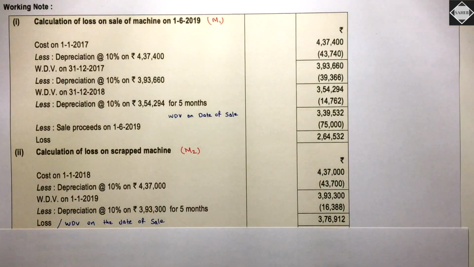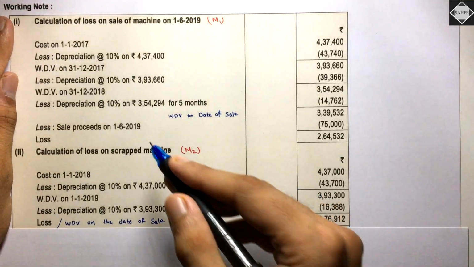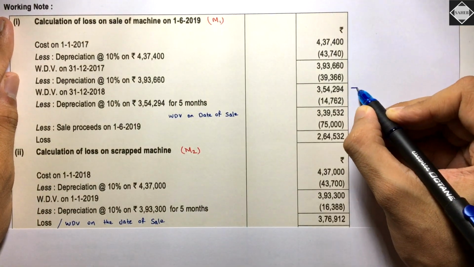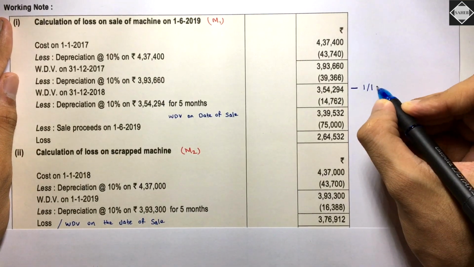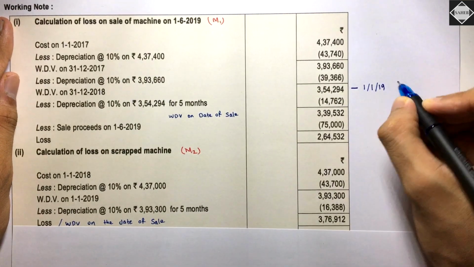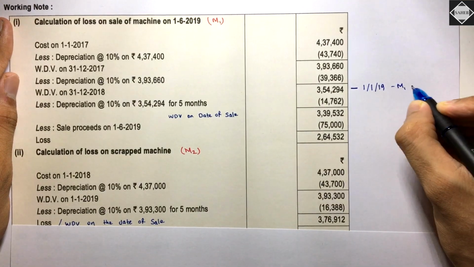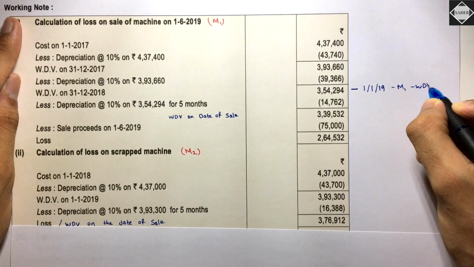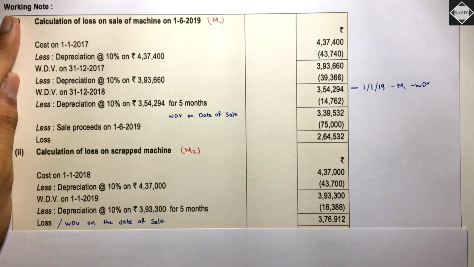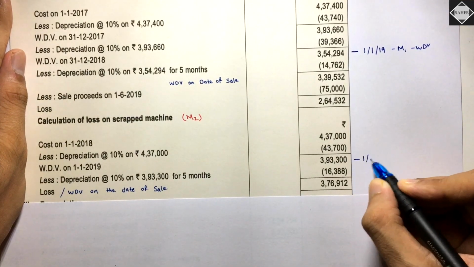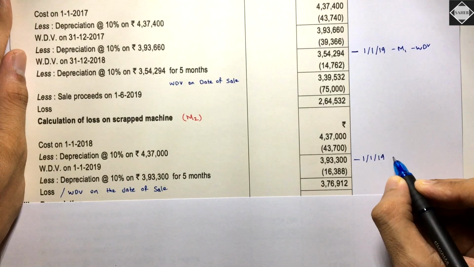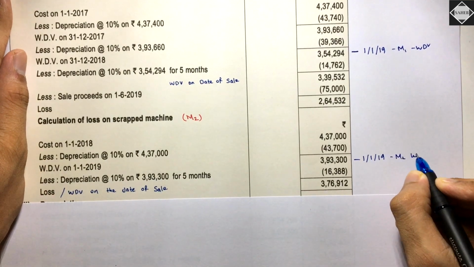So it's really simple to calculate. We already know that. Let me just mark that over here. Yeah, here. This is there now. This is on which date? On 1st January 2019, the M1 WDV, and then M2 WDV on that date is over here. See, 1st January 2019, this is M2 WDV.